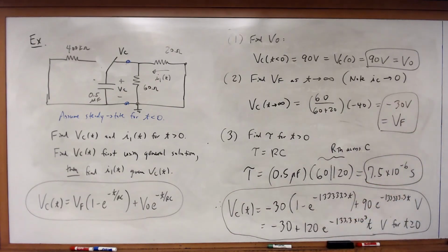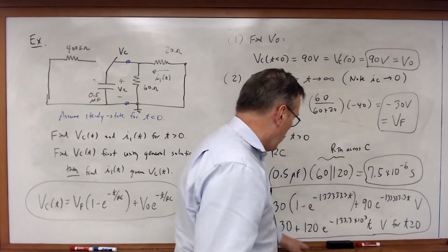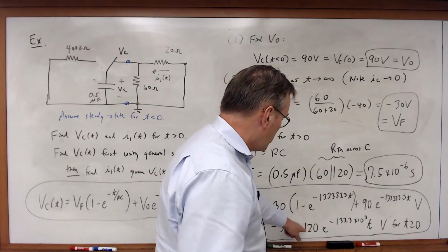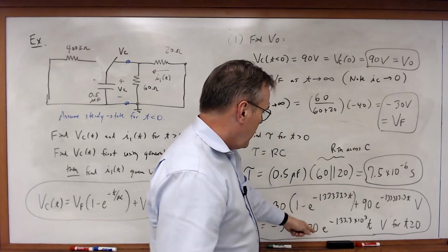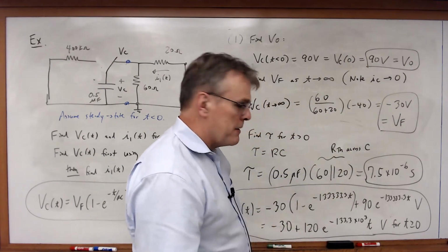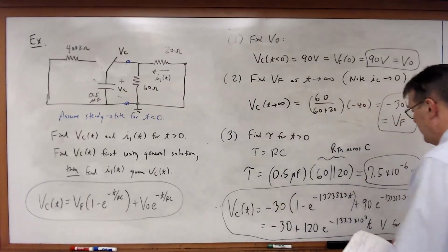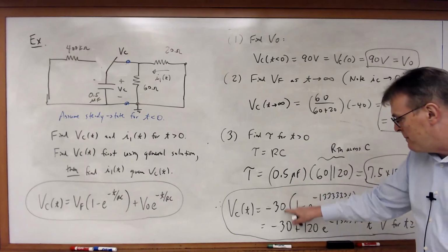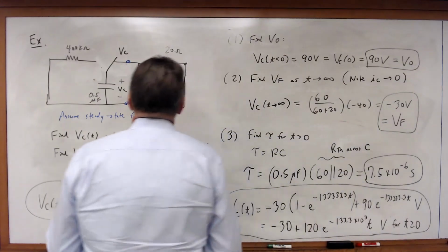And there's your solution. Now notice, when t is equal to 0, I have 120 minus 30 is equal to 90. That's my initial condition. As t goes to infinity, the exponential term goes to 0 and I go to minus 30. So just a quick sanity check to make sure I combined these two terms correctly. That should be my initial, that should be my final, and when I plug in t equal to 0 and infinity, that's exactly what I get. So there's my solution. So that's VC of t.